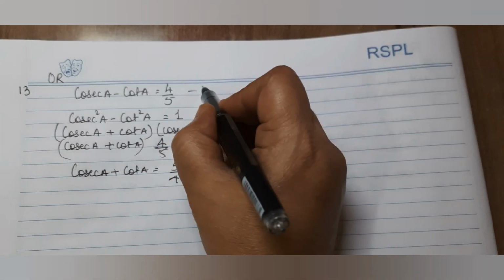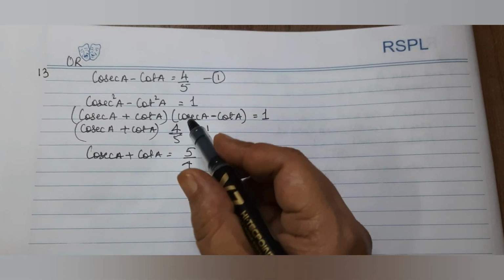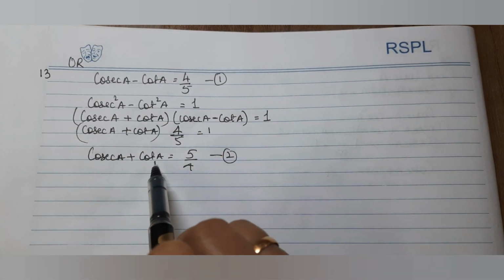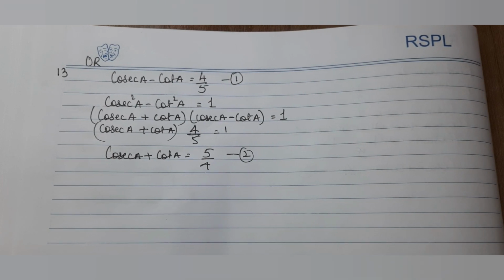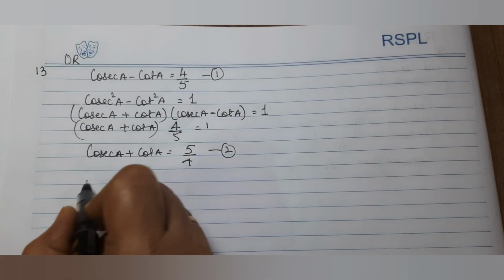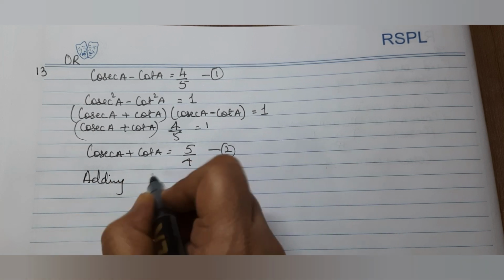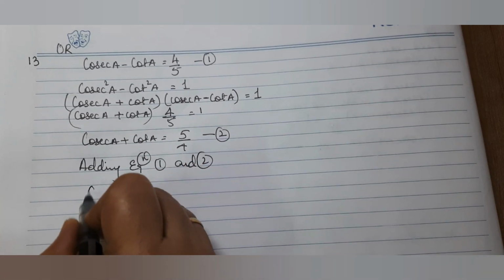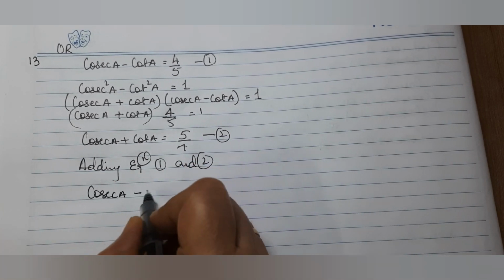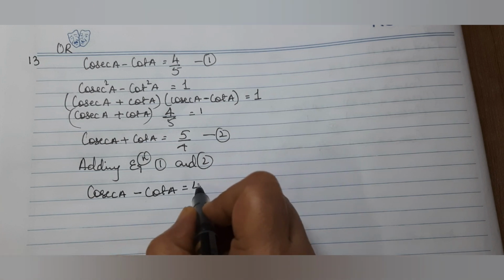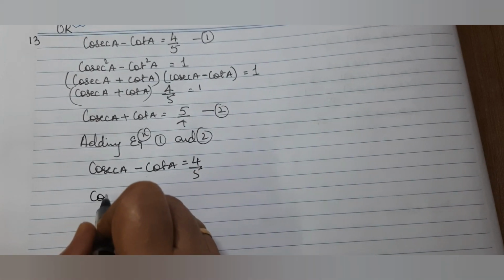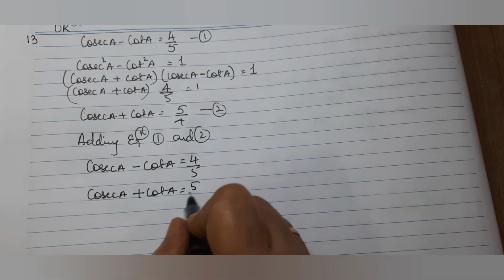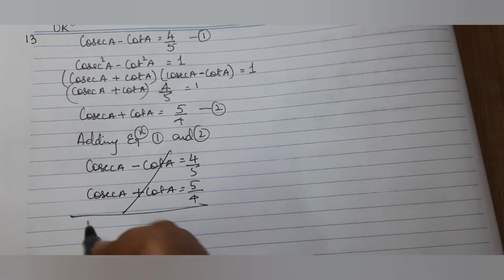Make this equation 2, make this equation 1. Now we need only the cosec A value. We don't want this cot. See, if I add, minus cot and plus cot get cancelled. So what we'll do is add equations 1 and 2. Adding equations 1 and 2, we get cosec A minus cot A equal to 4 by 5 and cosec A plus cot A equal to 5 by 4. Adding the equations, this gets cancelled.